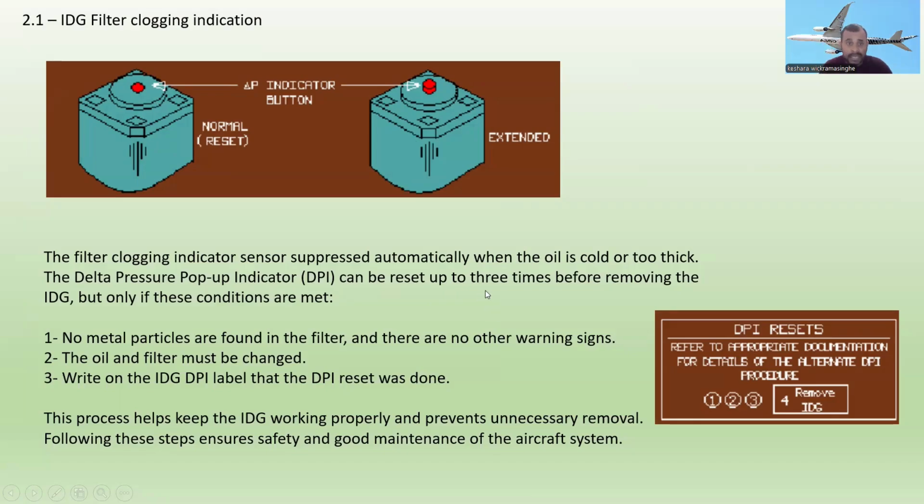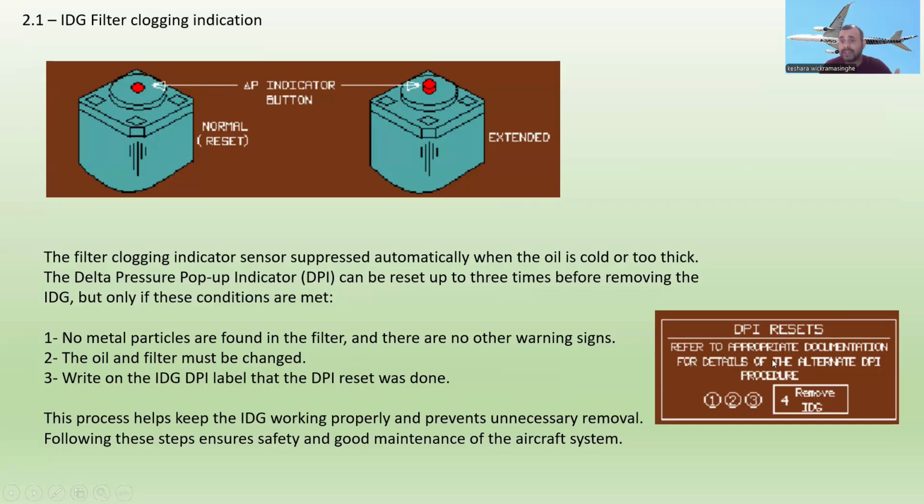The delta pressure pop-up indicator, DPI, can be reset up to 3 times before removing the IDG, but only if these conditions are met. First, no metal particles are found in the filter and there are no other warning signs. Number 2, the oil and the filter must be changed. And number 3, write on the IDG DPI label that the DPI reset was done. Here is the DPI label, DPI resets.